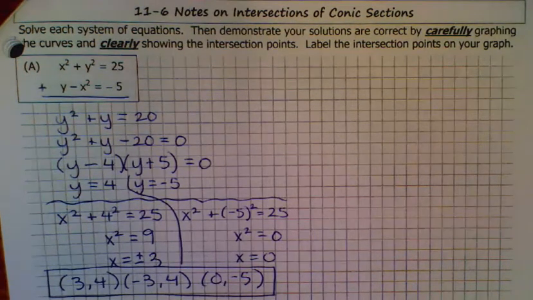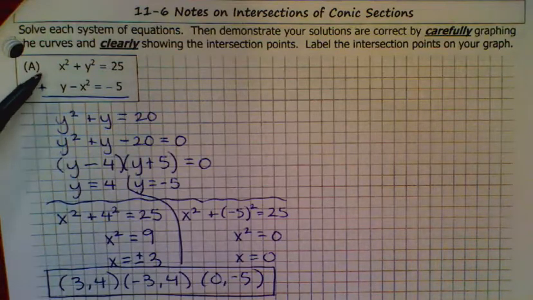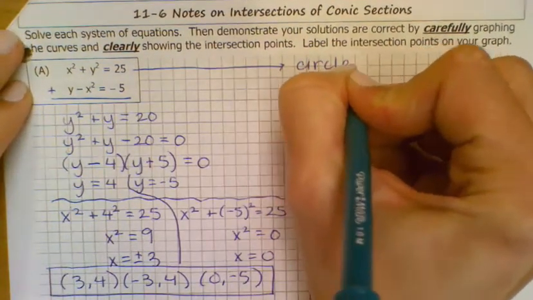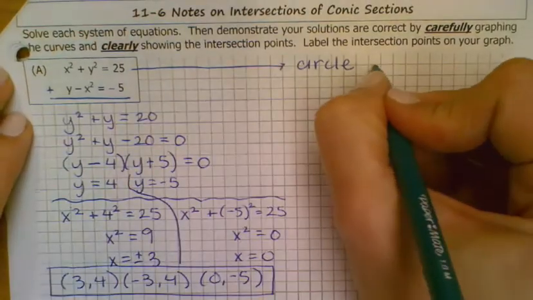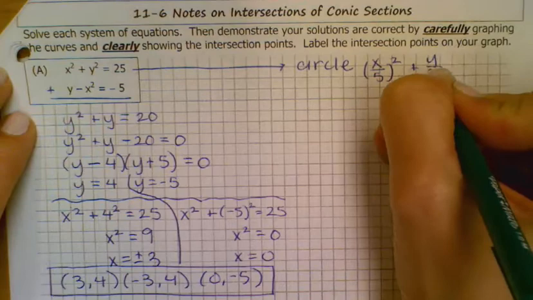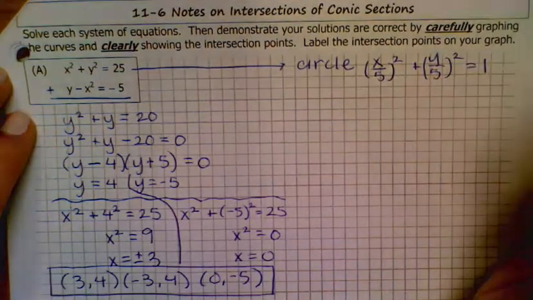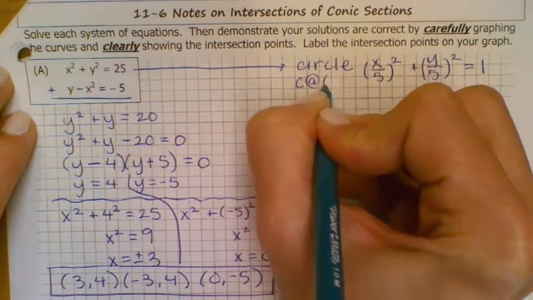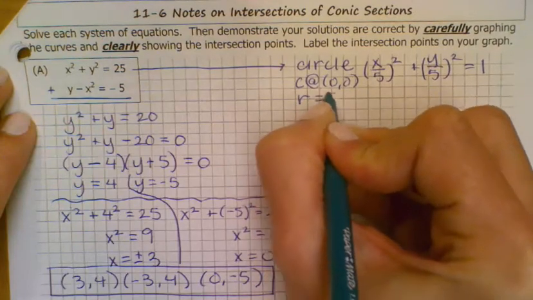So we have to find the intersection points. Then the second half is showing that there are intersection points by drawing and clearly labeling our graph. And so then for this, I'm looking first at my first equation, and I can recognize that it's a circle. And when I go to draw that circle, I can divide everything by 25 to rewrite it in graphing form. If that helps, go ahead and do it. So I can tell it's a circle centered at the origin with a radius of 5.